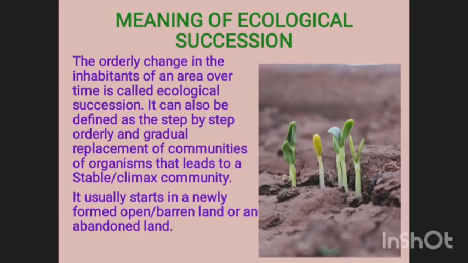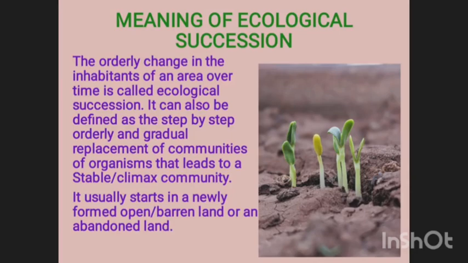Or we can also define it this way, that it is defined as a step-by-step, orderly and gradual replacement of communities of organisms that leads to a stable or climax community. So it's a gradual replacement of communities of organisms, either plant or animal, that leads to a stable or climax community. To explain that, we can say it's the change or replacement of different species of plants and animal communities in a given area over a period of time until climax or stable community is reached.